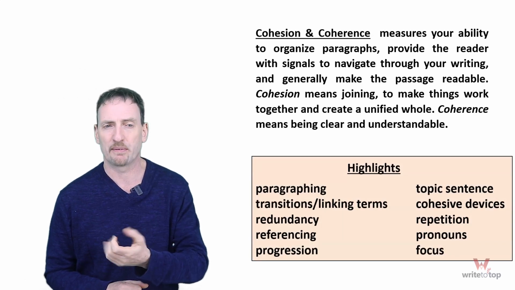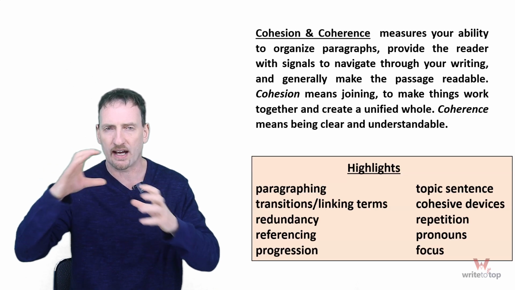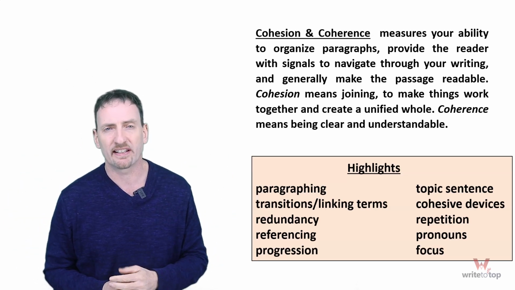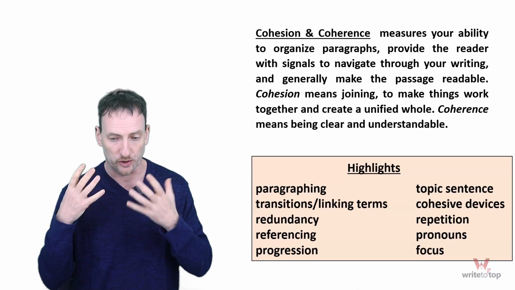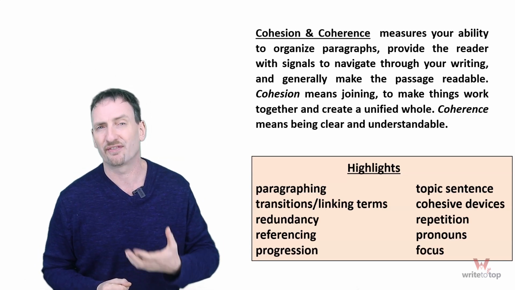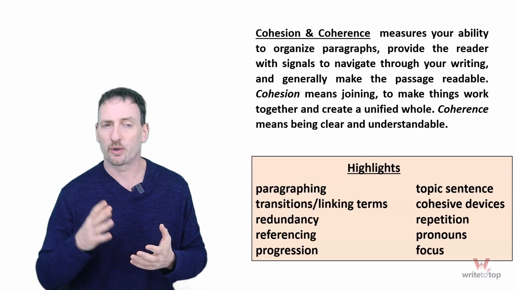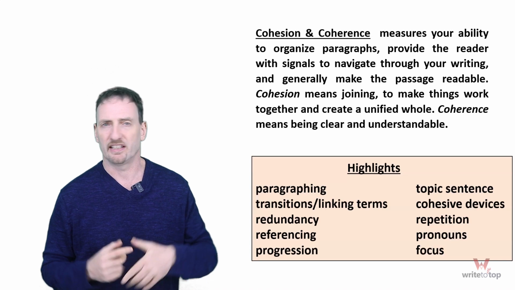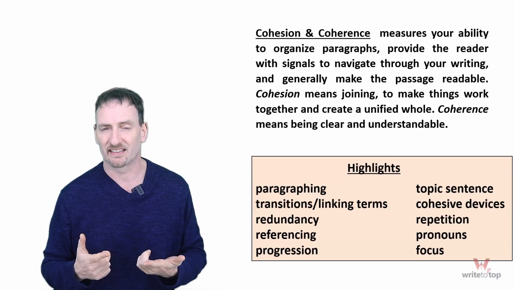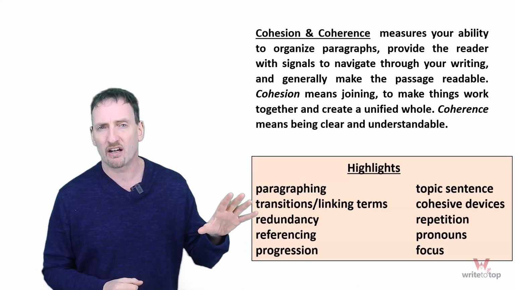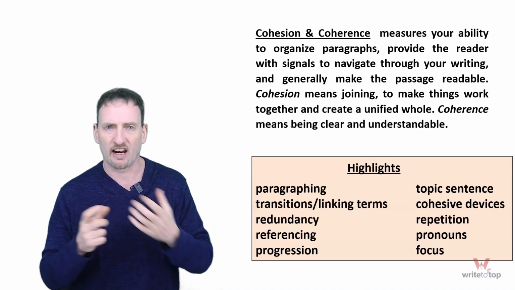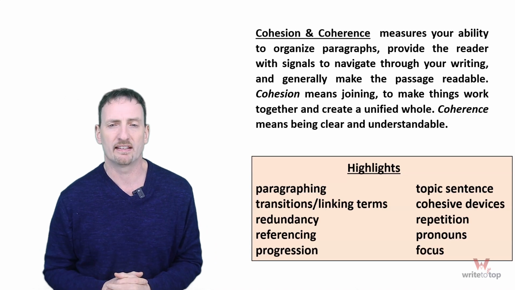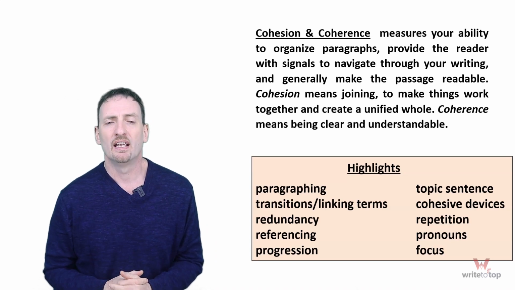Some of the highlights of the CC score. Again, topic sentence, very important. Paragraphing, how you organize or group ideas together. Transitions and linking terms, very important that you use them effectively and correctly. Other cohesive devices, conjunctions, pronouns, etc. Redundancy, don't repeat ideas. Redundancy in the LR means don't use words that are unnecessary. Redundancy in CC, don't repeat ideas, and repetition, same idea.